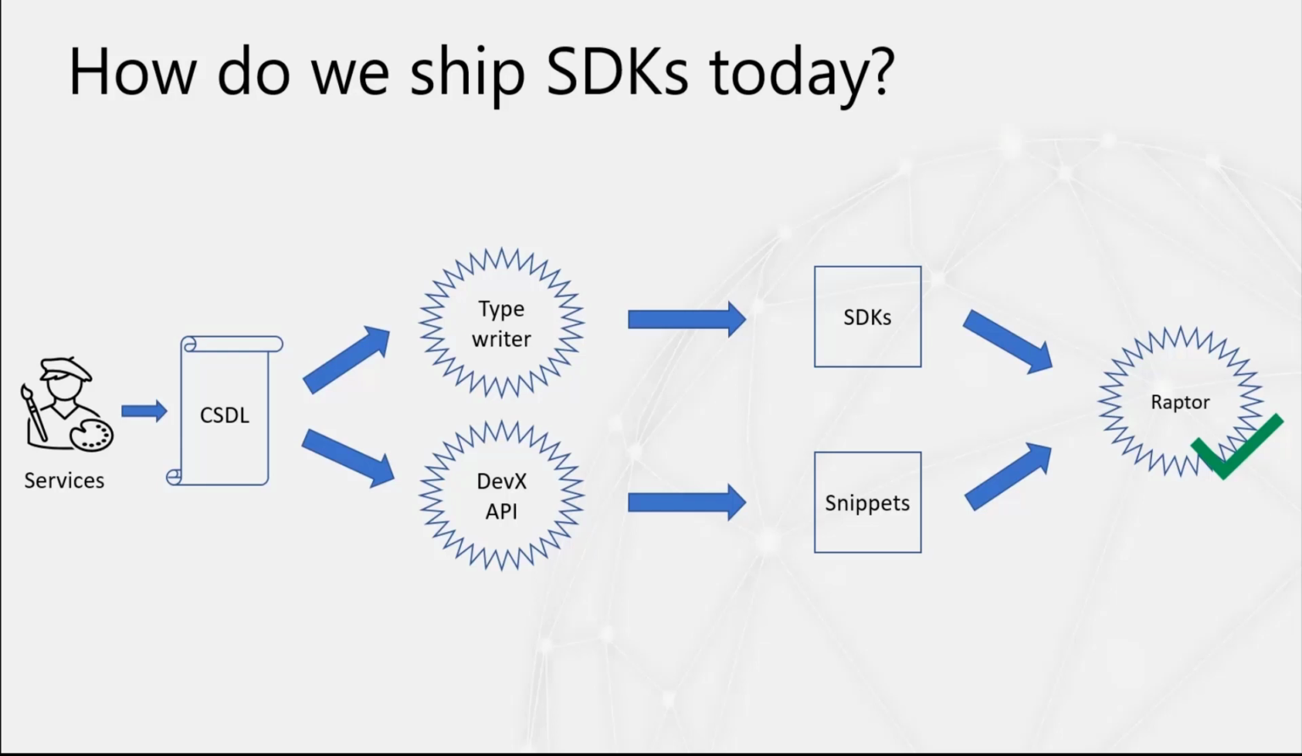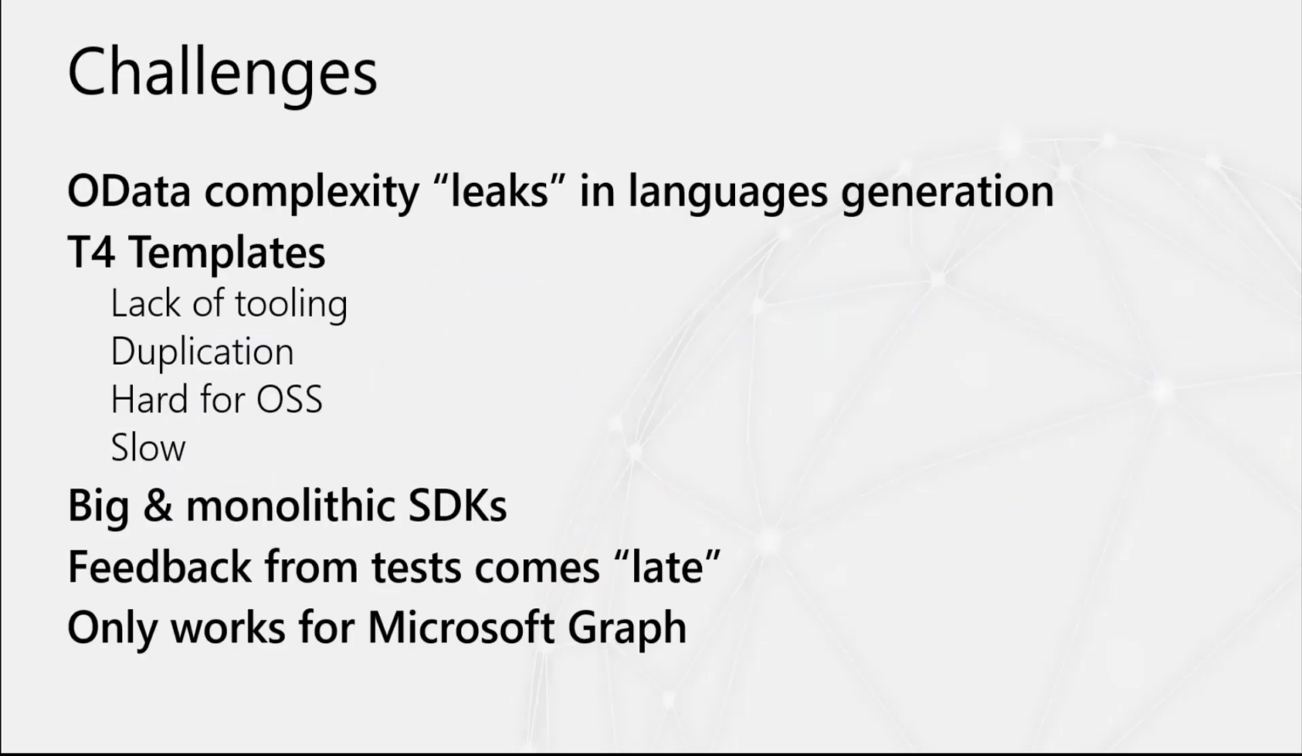As you can see, it's a fairly complex process today, and it requires some knowledge about OData and CSDL, which is not super popular and easy to understand. So it makes it a bit hard for the community to contribute here. Some other challenges that we're facing: the OData complexity leaks in the different templates, and by that I mean specific conventions, instead of being understood and planned for and parsed for in one place, are being done in different templates for the different languages. So we duplicate the effort here.